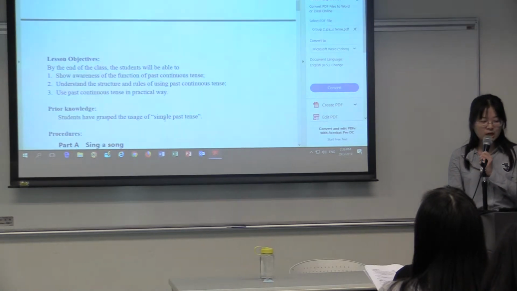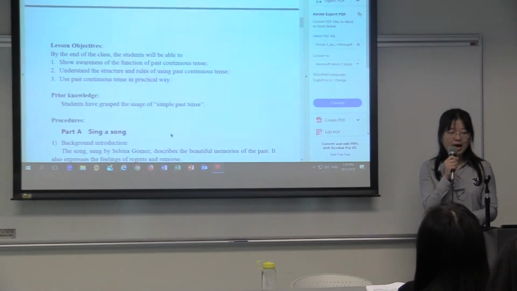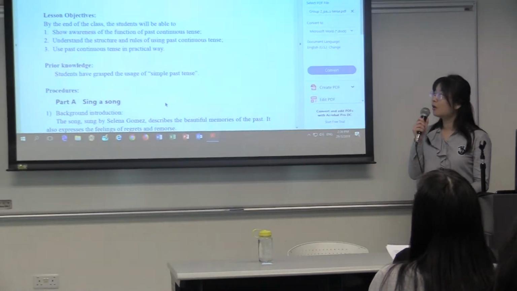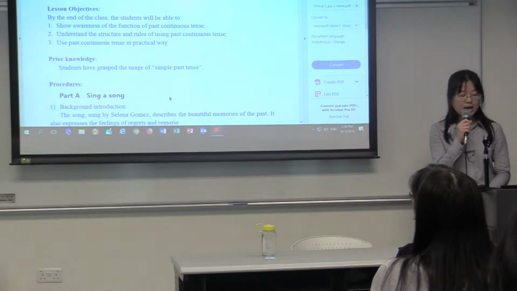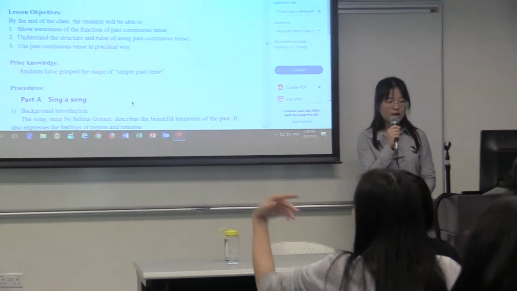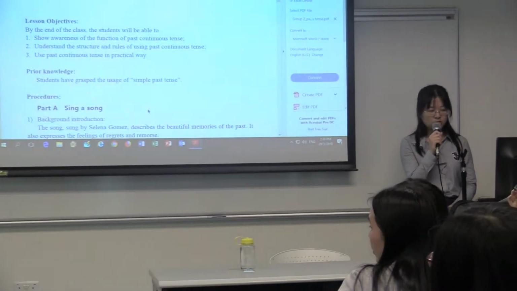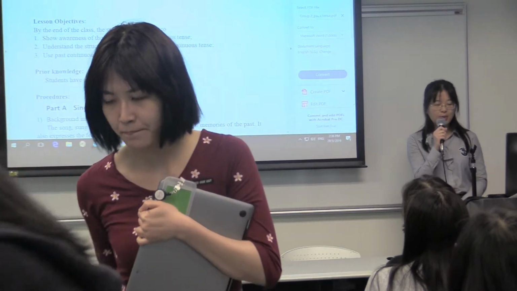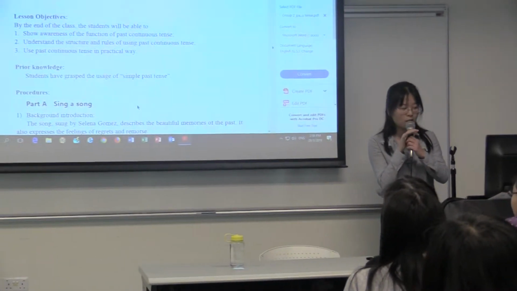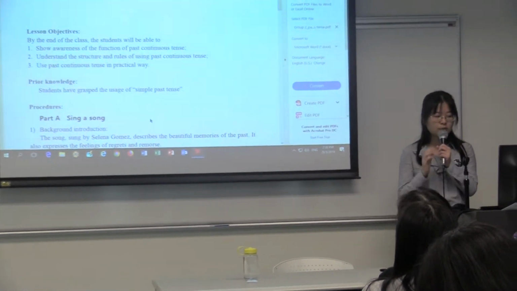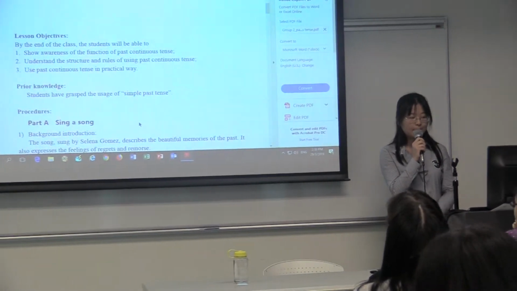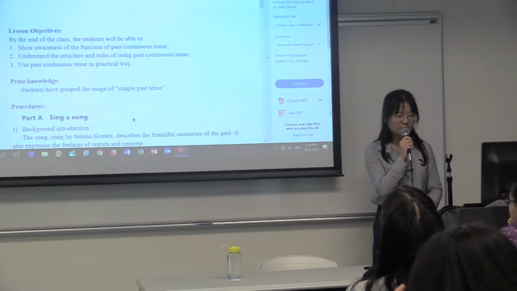The lesson objectives are that students have awareness of the function of the past continuous tense and can understand the structure and rules of using it. Finally, the most important thing is that they can use the past continuous tense in a practical way. And we assume that students have some knowledge of the simple past tense.